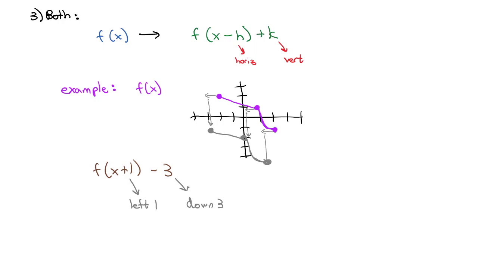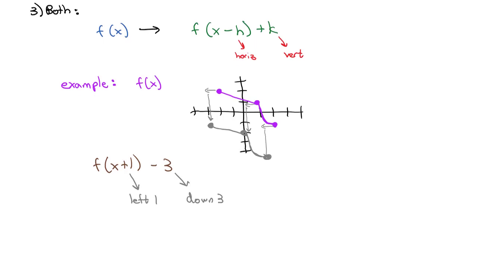So that's how we can shift our graphs. The next thing I want to look at, though, is how can we make our graphs change direction? We can change directions on our graph with what are called reflections.